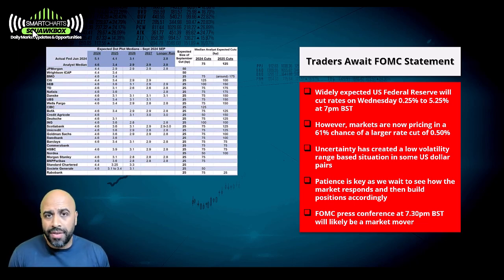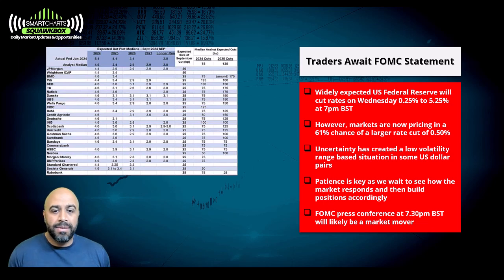It could be a non-event, of course, right? Maybe a 25 basis point cut as everyone expected, and maybe they don't give any clues in that press conference on the future and just say, well, we're going to see. It's going to be data dependent. We don't know yet. And markets might just continue to range trade and do nothing and wait for the next big theme to develop, all right? So we'll be keeping an eye on the US dollar.